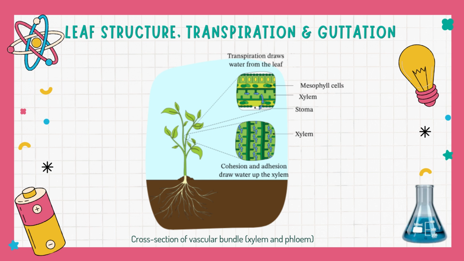In conclusion, water transport in plants depends on root absorption, cohesion and adhesion in the xylem, and transpiration pull from the leaves. This process is essential for the survival, cooling, and photosynthesis of the plant.